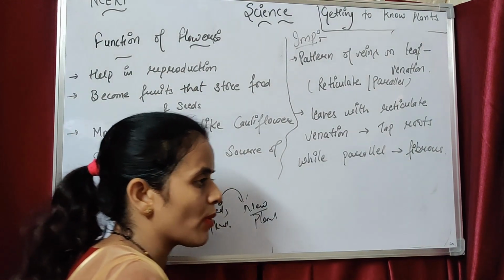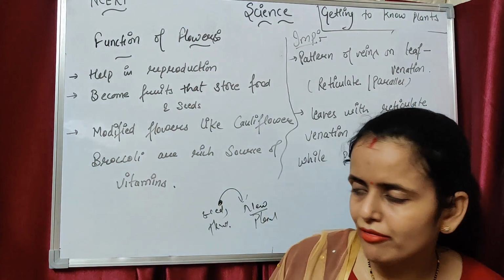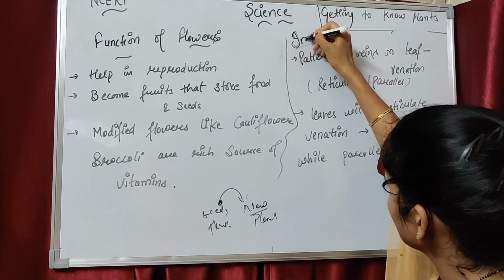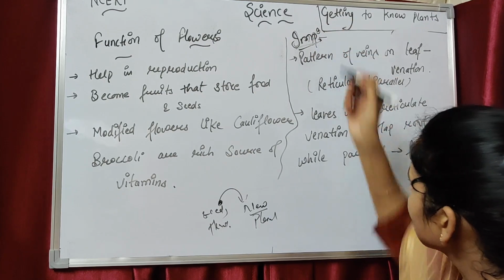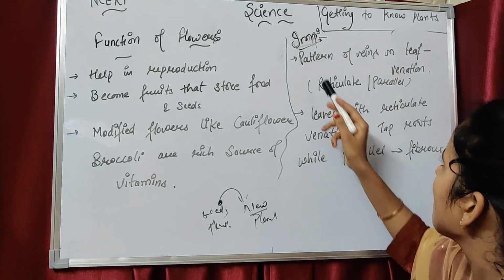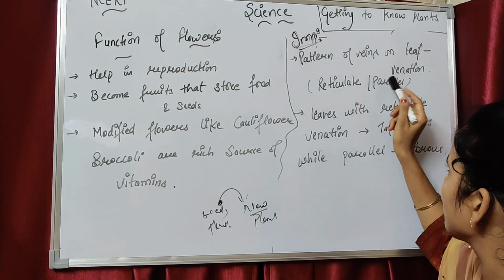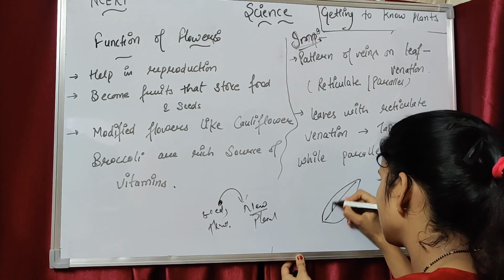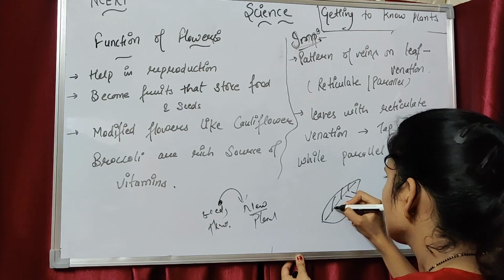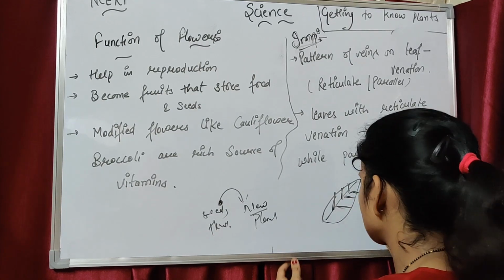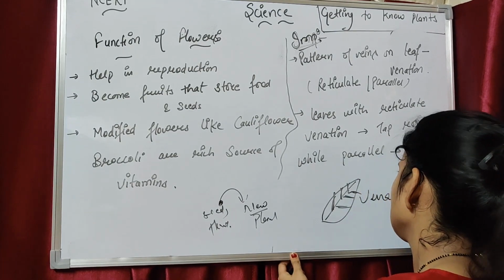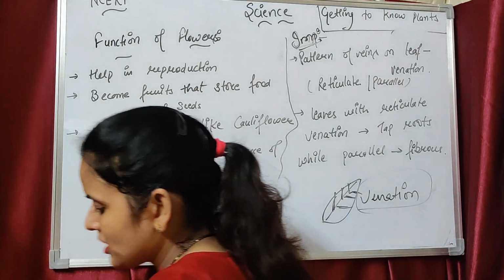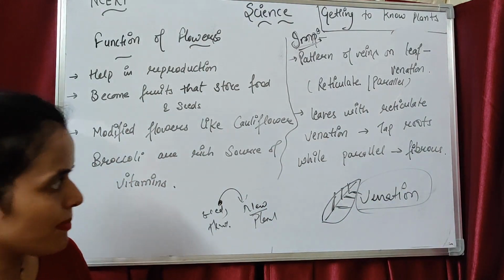Two main important points about the leaf I missed in the leaf section. So I write them here. These are the important points of the leaf. Please don't mind, I missed them. The first point is that the pattern of veins on a leaf is known as venation. These are the veins. So this pattern on leaves is known as venation.